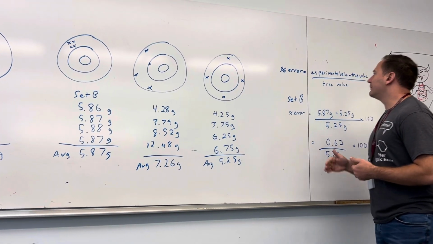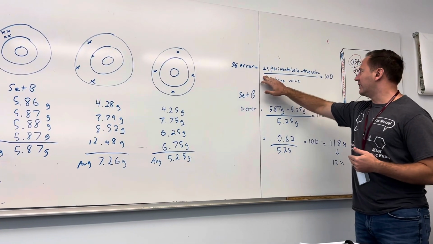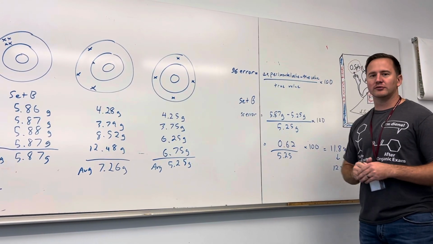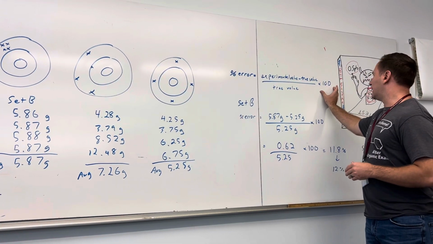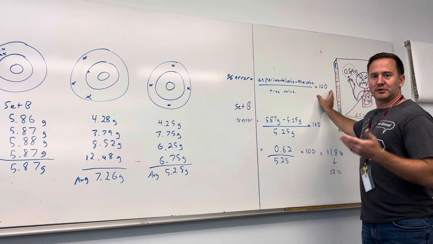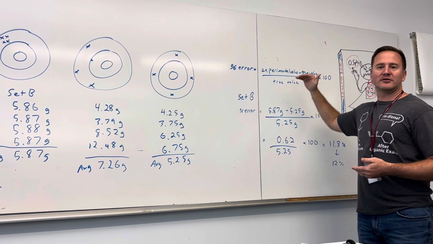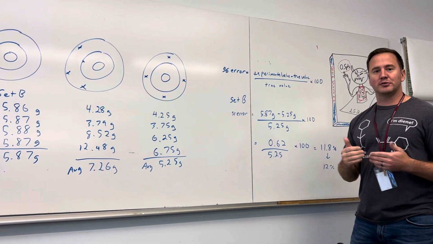So when we're doing that, you take the experimental value and you subtract from that the true value, and then you divide that by the true value, and then you multiply it by 100 because that's what a percentage is. Percent is out of 100. So you figure out how much you're off by and then compare that to what you should have got, and that'll give you your percent error.